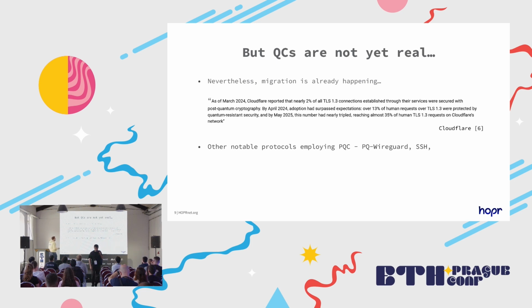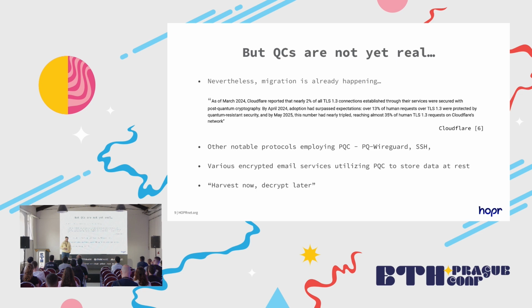And other notable protocols already employ post-quantum, like there is a post-quantum WireGuard proposal. SSH already employs post-quantum cipher suites, so it's not just TLS. And also various encrypted email services already utilize post-quantum cryptography. The idea behind that is that these are not just data in transit, but data at rest, and these are especially vulnerable to something called harvest now, decrypt later, right? So basically, if there's an adversary who hopes that there will be a quantum computer in the future, it could gather data now and decrypt it later.